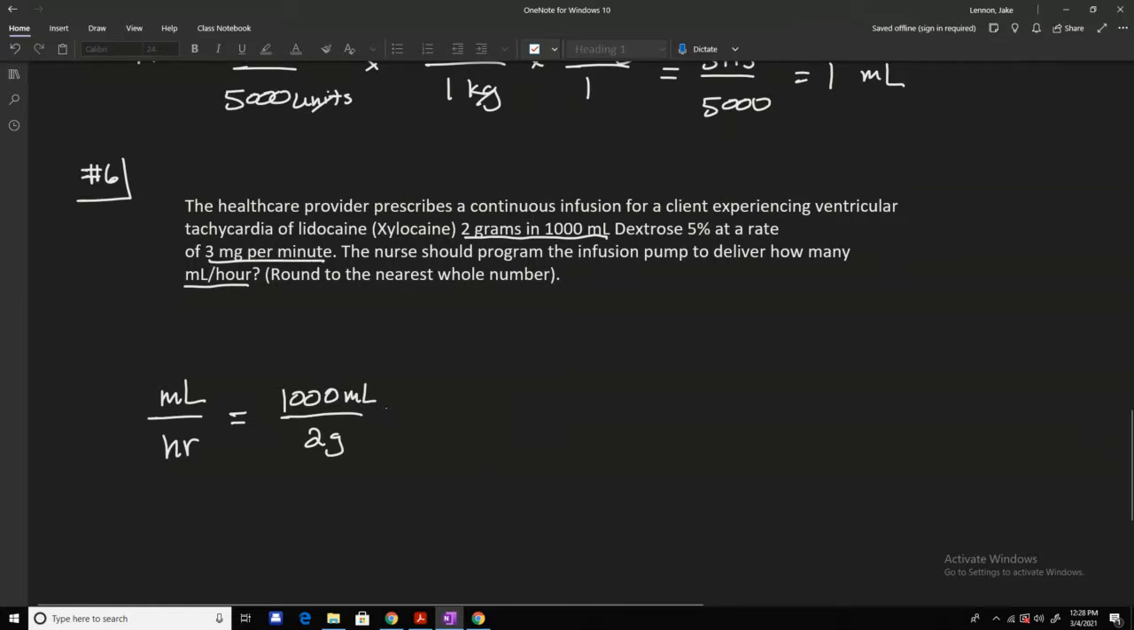So that means I have to use a conversion factor. So I want to cancel my grams. So 1 gram has to go on top and 1,000 milligrams has to go on bottom. So the grams are canceled. And then I can use my 3 milligrams per minute.